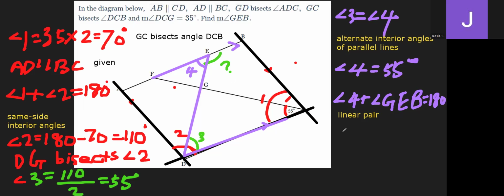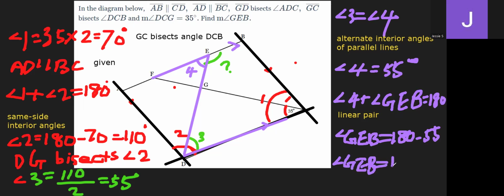So now the rest will be just doing the math. The measure of angle GEB is equal to 180 minus 55. So the measure of angle GEB is 125 degrees.